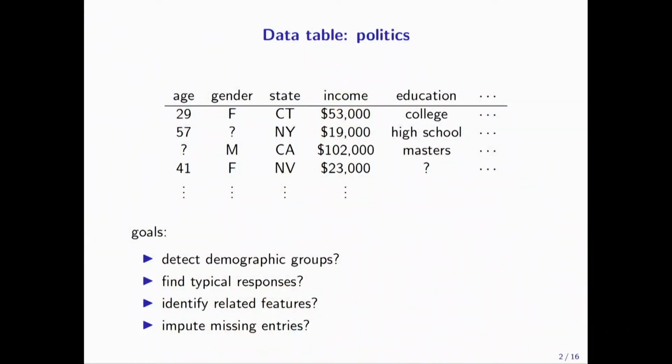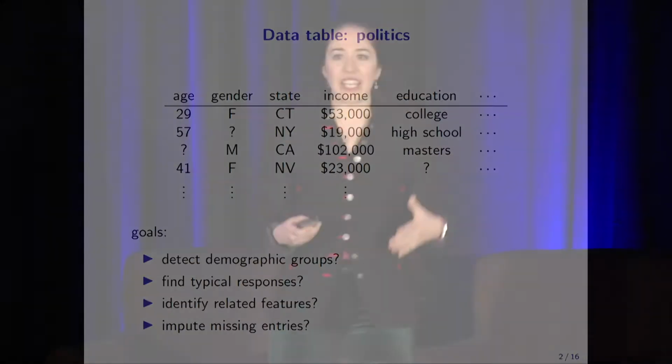Right? You might want to do things like detect demographic groups, find typical responses, identify related features, or impute those pesky missing entries and figure out, for example, what's the age of that guy from California. And these are all hard because the data is so ugly.